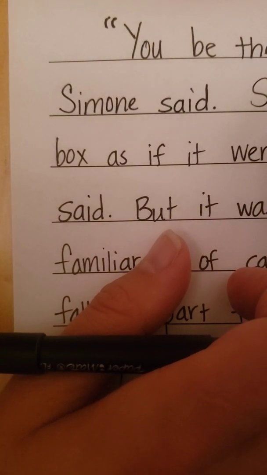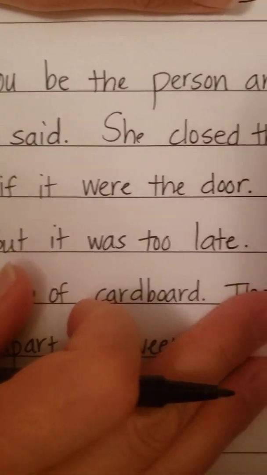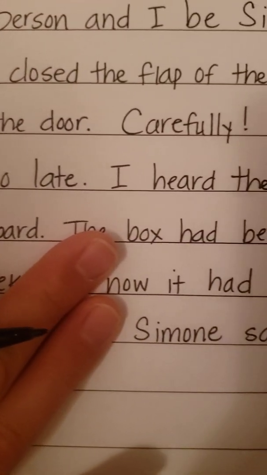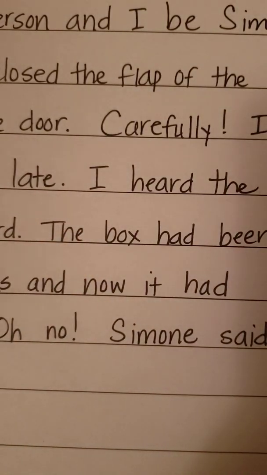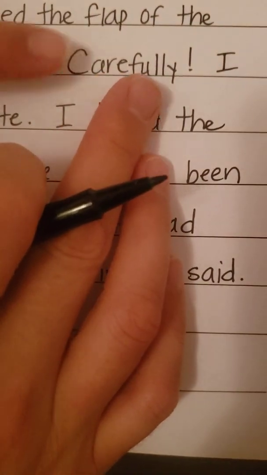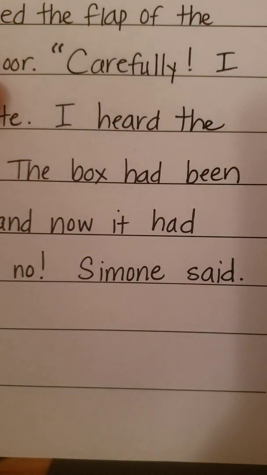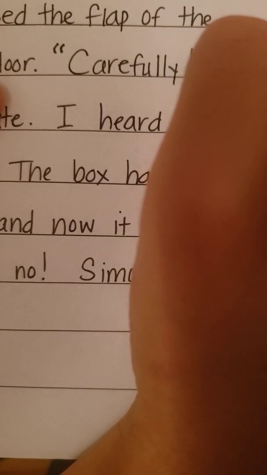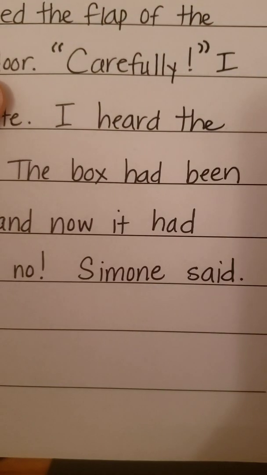All right. So on the next line here, she closed the flap of the box as if it were the door. And then I said, "Carefully." "Carefully," I said. And that's all I said. I just said carefully, this word right here. So watch, if this is the only thing that I said, I'm going to put quotation marks at the beginning of that word. I'm going to curve them in towards the word. And then all I said was carefully. And I'm going to put quotation marks at the end. I'm going to put them after that exclamation mark because that exclamation mark is saying how I said carefully. So here it is. "Carefully," I said.